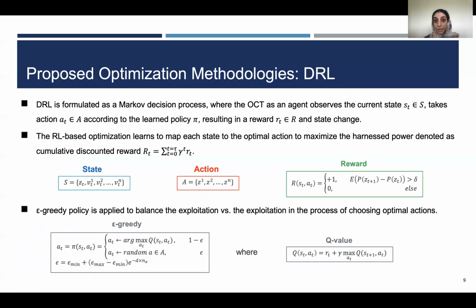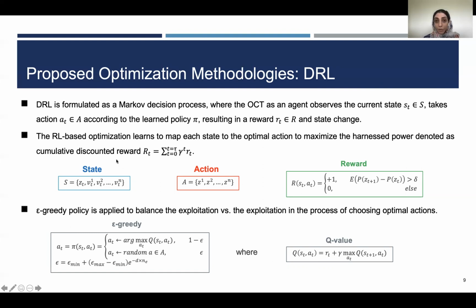But for the second approach, which is the learning-based approach, we want to define our problem based on the Markov decision process. So we have the ocean current turbine system as an agent, which should observe the current state and take the action based on the learned policy, which results in the reward and state change. So we should define the states, the actions, and the reward based on the problem.